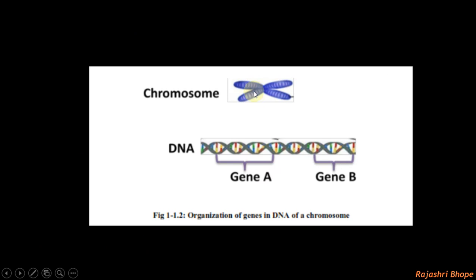Now, this is the chromosome. As we have discussed, this chromosome is made up of DNA and proteins which help in folding of the genetic material into the nucleus. The segments shown on the DNA are labeled as gene A and gene B, the stretch of the DNA which codes either for RNA or protein.